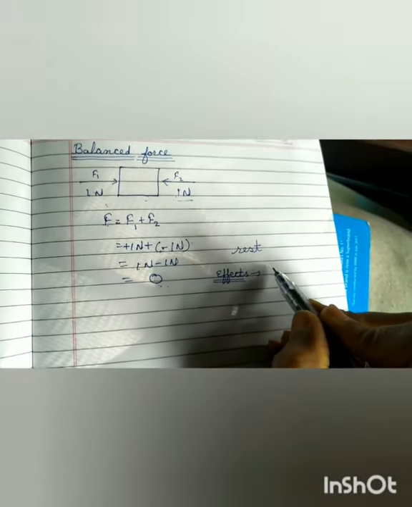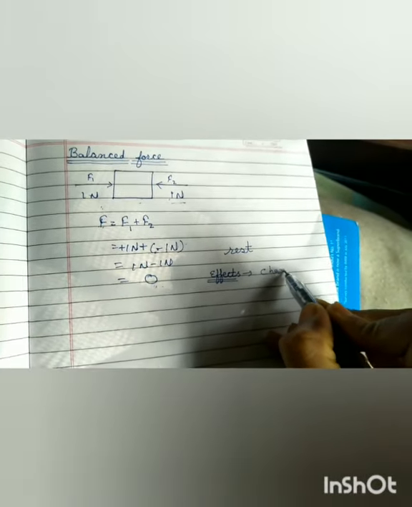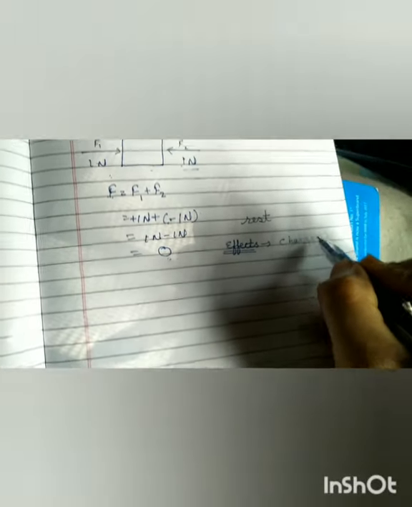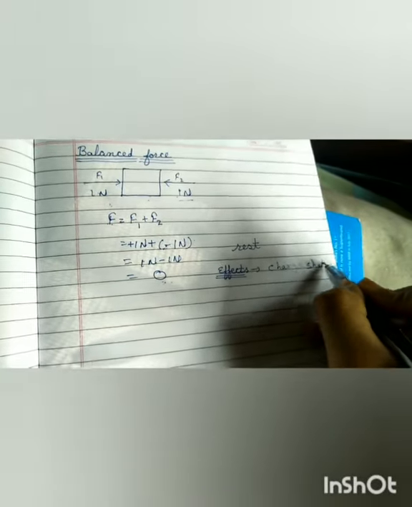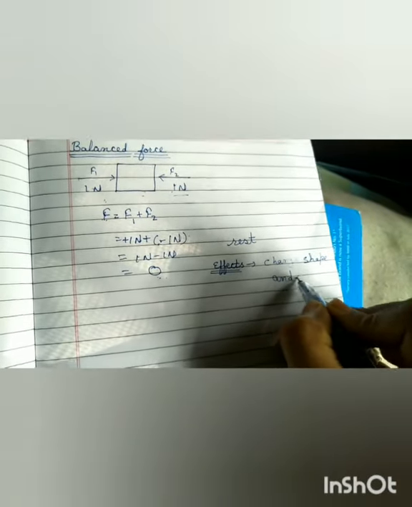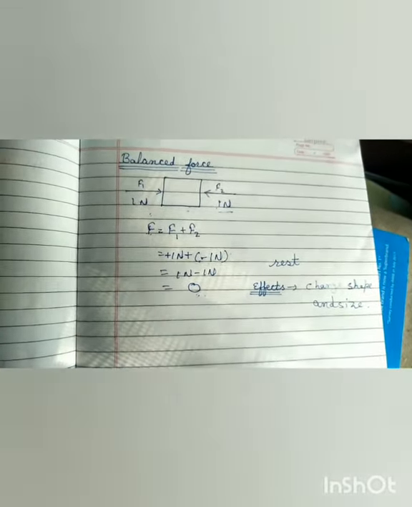So what is the effect produced by the balanced force? It can change shape and size of an object. Okay, so the net effect of balanced force is only one, that is it can change the shape and size of an object, but it can't change the state of motion, it can't change the direction of motion, and it can't change the speed of an object.